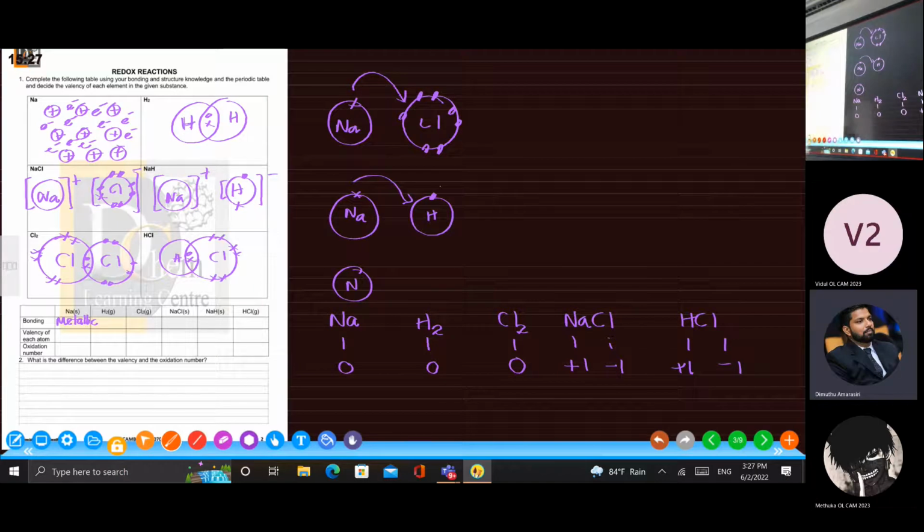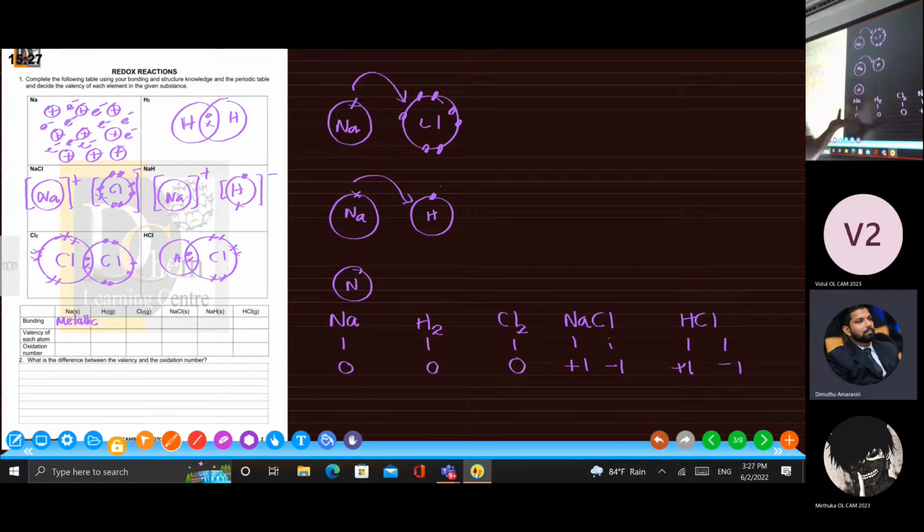Now tell me, what is the difference between valency and oxidation state? What is the similarity first of all? Oxidation state is also something like valency, which tells you the number of electrons in the bonding. But in oxidation state, you can understand whether the electron is given out or taken in. So that's wonderful information.